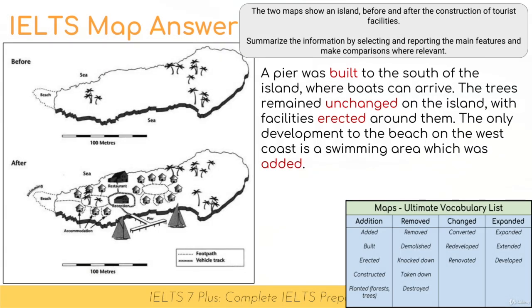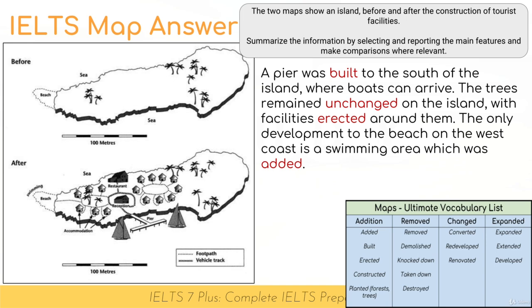A pier was built to the south of the island, where boats can arrive. The trees remained unchanged on the island, with facilities erected around them. The only development to the beach on the west coast is a swimming area, which was added. So that is my full report on this map.